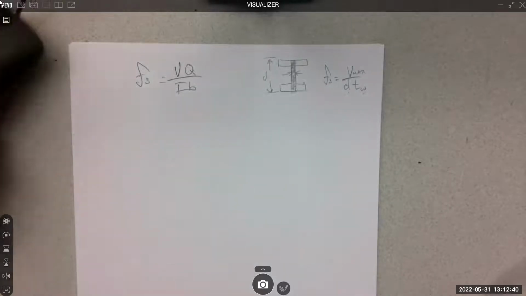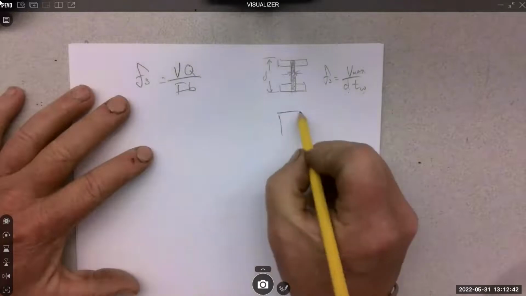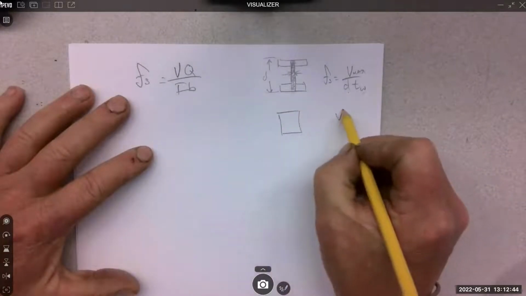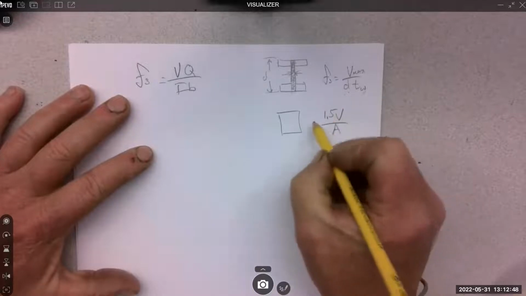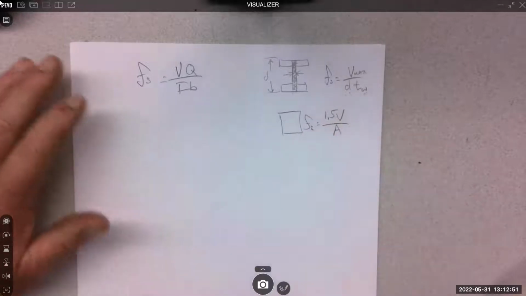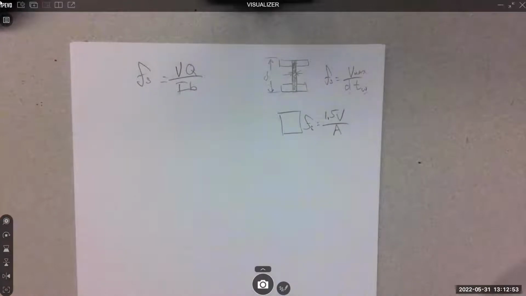You're going to use it. What if it's a rectangle? Yeah, so the rectangle is what? 1.5 V over A. So that's the shear stress for a rectangle. And then there was one more. Circle. There was a shortcut for a circle.